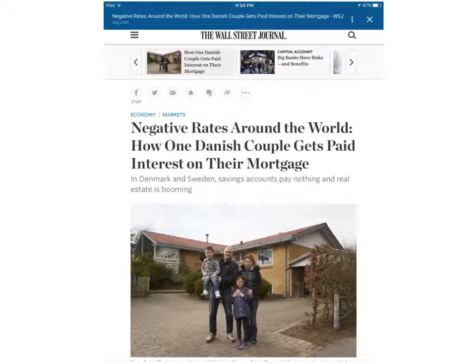Here's a good example. Here's a story from the Wall Street Journal about negative interest rates, and it describes an example of one Danish couple that gets paid interest on their mortgage. That's right. They are not paying interest, they are being paid interest, paid with a D, a negative interest rate mortgage. In traditional finance, this should not happen. This should be inconceivable. But negative interest rates are real. They do exist, and we'll talk more about them in future.